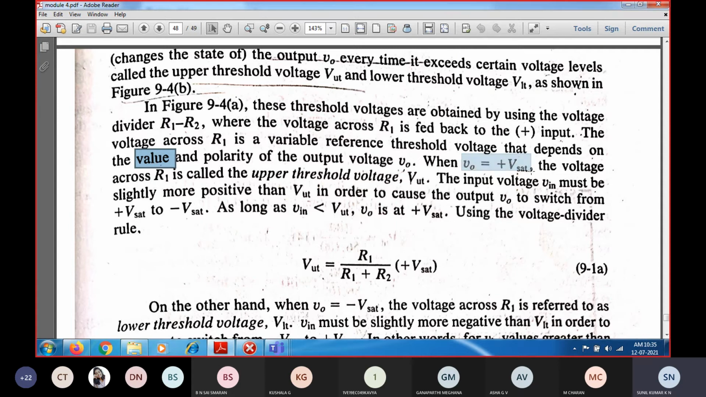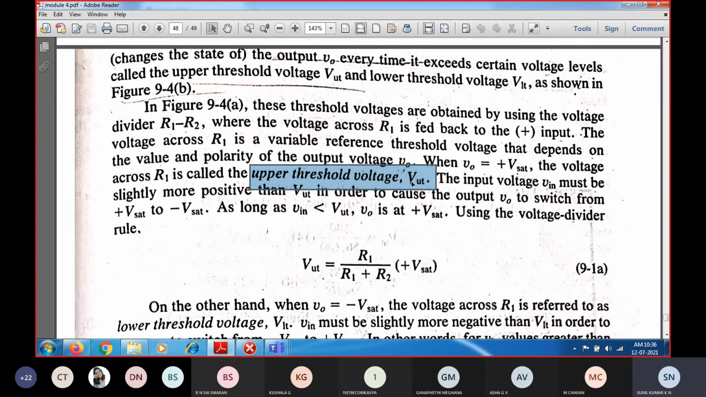Suppose the output is positively saturated, the voltage across R1 is the upper threshold voltage point. So that is the upper threshold point or upper trigger point, VUT. In some of the textbooks, they mention it as a threshold point or threshold voltage, and in some textbooks they refer to it as a trigger point voltage. So this is called the upper trigger point, or else the upper threshold voltage.